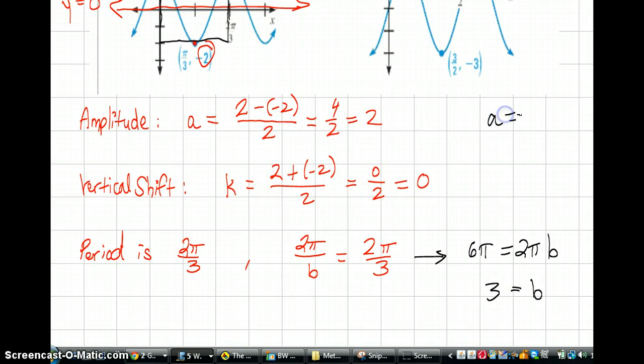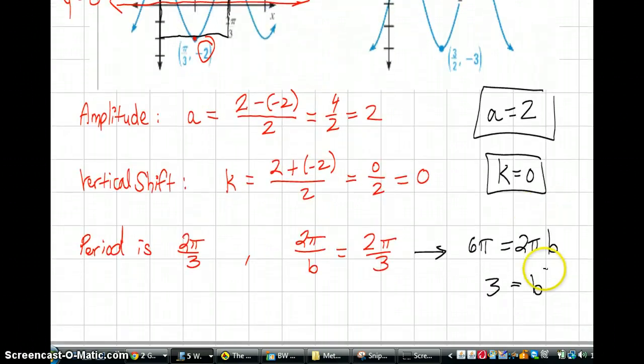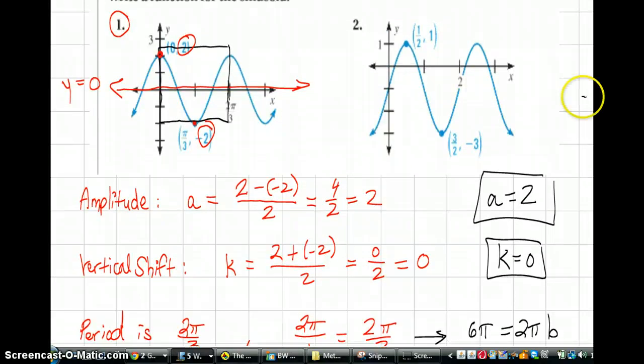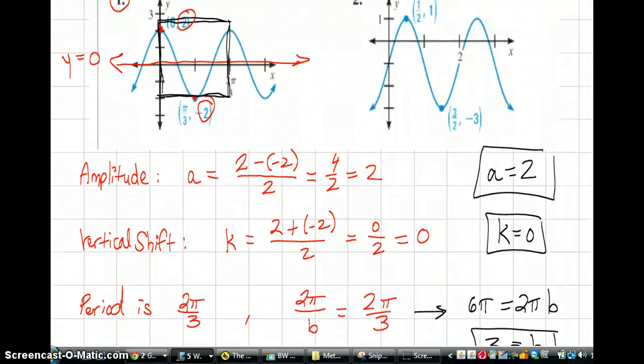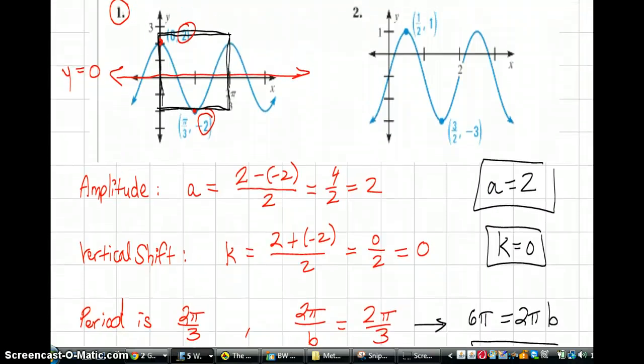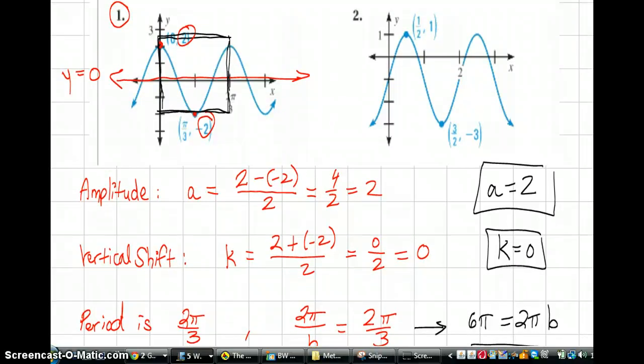So far we've identified the amplitude as 2, the vertical shift as 0, and our value of b as 3. In this portion of the graph from 0 to 2 pi over 3 that I've boxed in, we'll use that to write our equation. Of course, if we shifted that window a bit to the left, just about a unit, we could get the sine graph. But it doesn't matter which one you use, and in fact, if we did use the sine graph, we'd have to account for that horizontal shift to the left.